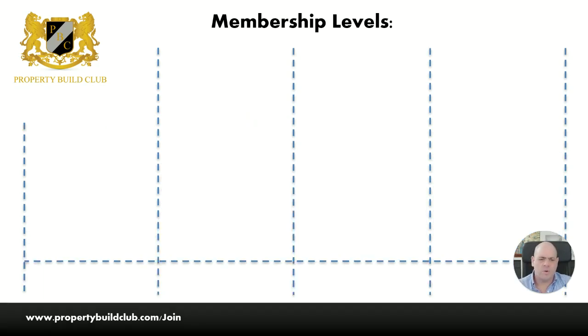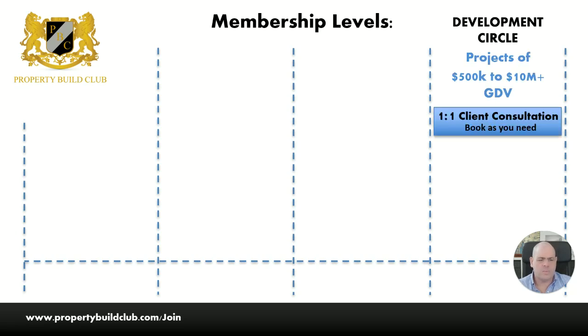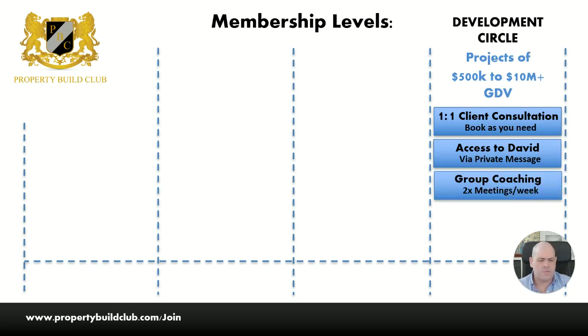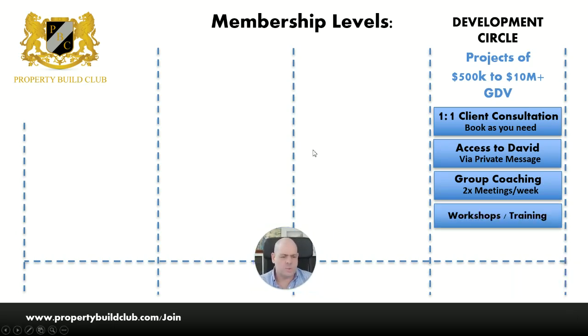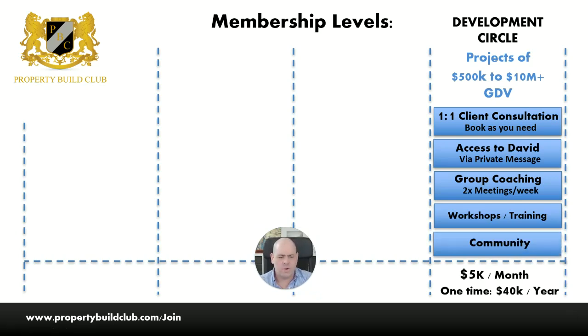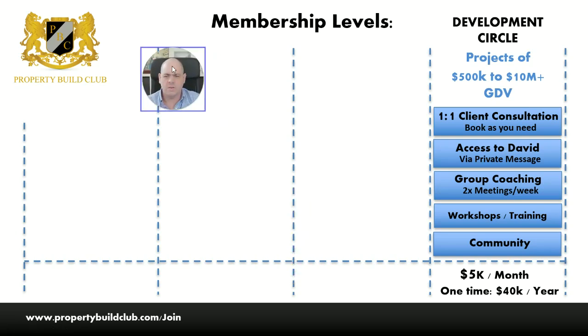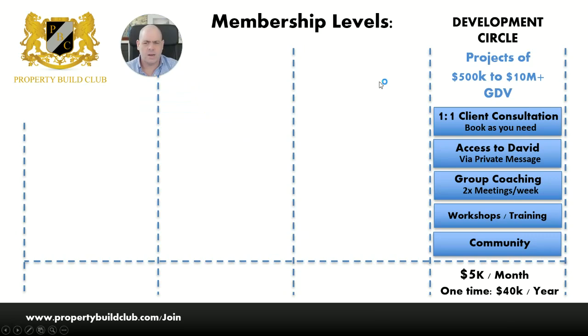So, a review of all the membership levels. Development Circle, projects 500k to 10 million. You get one-to-one client consultation, book as you need. You get access by private message to me. You get 2 group coaching calls per week. You get workshops and training, the community, and that's 5k a month or a one-time fee of 40k for the year. This is really intended for people who are serious and will make significantly more than 40k in profit once they've finished their development.